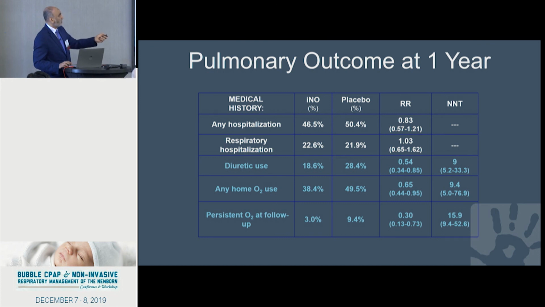The hospitalization within 1 year was not different, nor respiratory hospitalization because of BPD. The use of diuretic was significantly less, and home oxygen, you can see it here. It's really sad, but that is fact. 40% of babies are on home oxygen at 1 year. There is something wrong here. We really need to use CPAP rather than nitric and intubation. And then oxygen at follow-up, 3% and 9%. Well, that's significant.